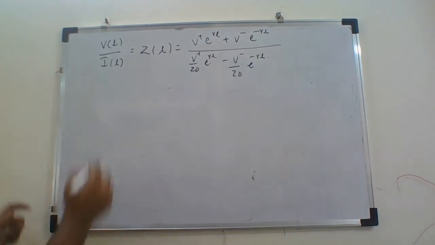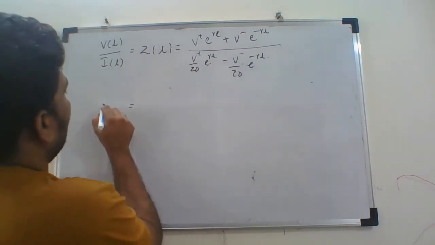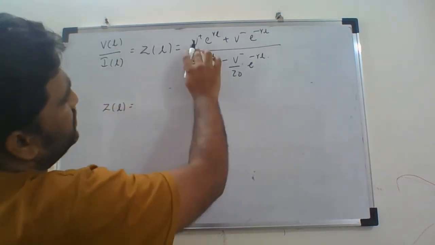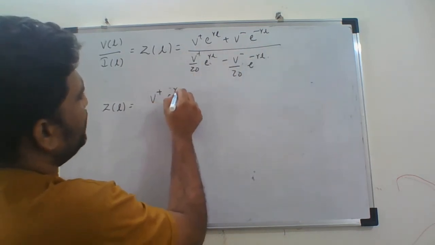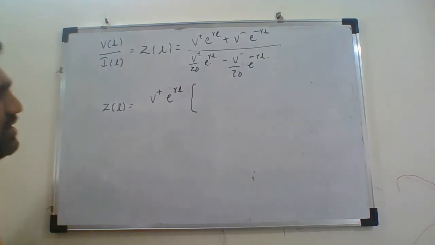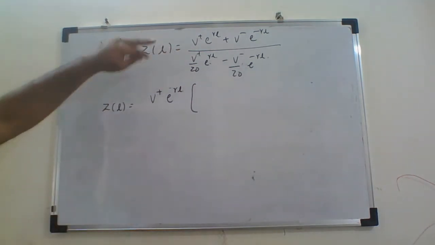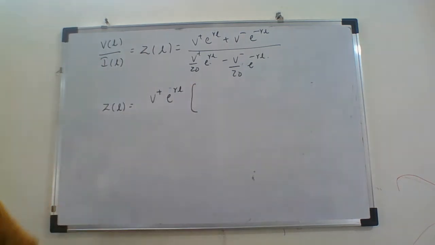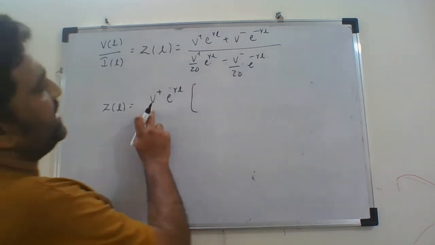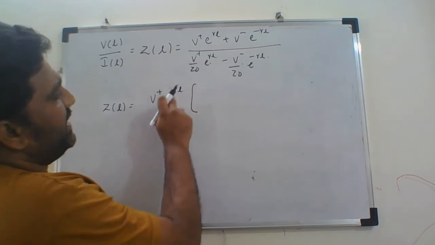Now let me go on. So this is equal to Z of L is equal to, right? So here in both the terms, I will take V plus into e power gamma L as common. We can stop here. This is the impedance thing, but I'm just going to fine tune it a little bit. So let us take V plus into e power gamma L as common.